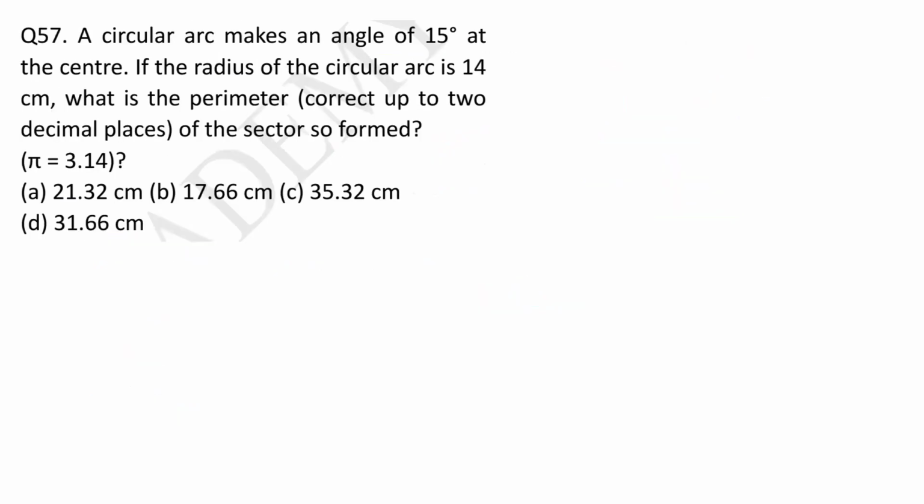A circular arc makes an angle of 15 degrees at the center. If the radius of the circular arc is 14 centimeter, then what is the perimeter, correct up to 2 decimal places, of the sector formed? This is the sector. Perimeter means radius and radius plus length of arc. So it's going to be 2r plus theta by 360 into 2 pi r.